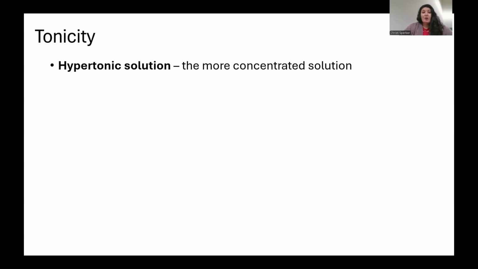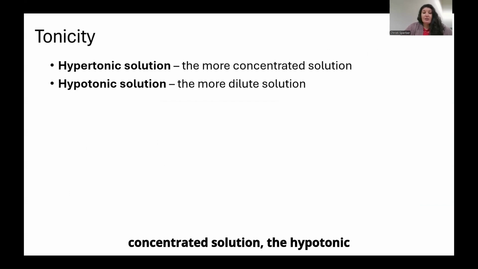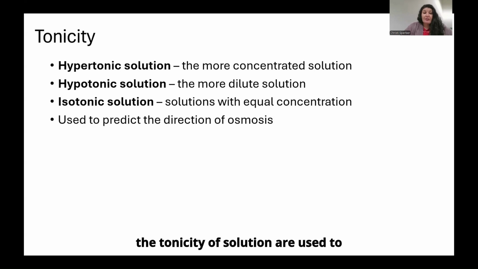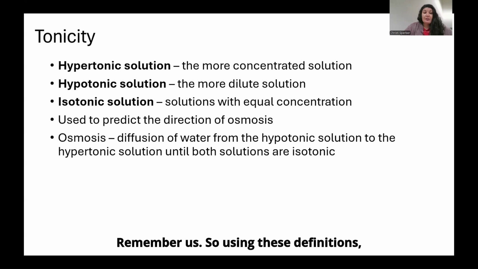Tonicity: these are terms used when comparing the concentration of two solutions separated by a semi-permeable membrane. So the hypertonic solution is the more concentrated solution. The hypotonic solution is the more dilute solution, so it has fewer solutes. And isotonic solutions are solutions with equal concentration. The tonicity of solutions is used to predict the direction of osmosis. Remember, using these definitions, osmosis is defined as the diffusion of water from the hypotonic solution to the hypertonic solution until both solutions are isotonic.